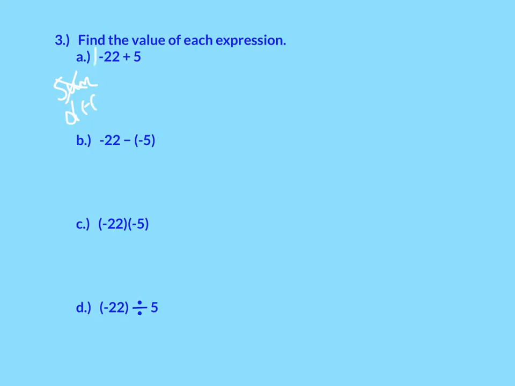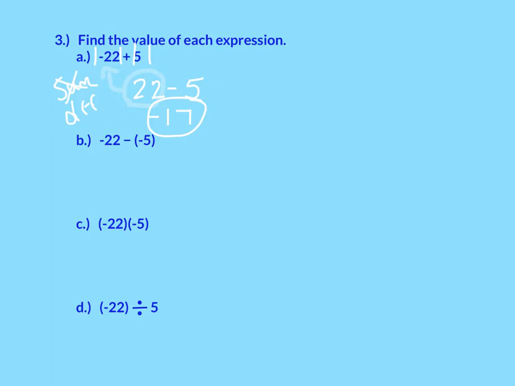So that means we find the absolute value of both of these numbers. The absolute value of negative 22, in other words, how far away from 0 is it? It's 22. Absolute value of 5 is 5. I'm finding the difference, so I'm going to subtract 22 minus 5. Well, 20 minus 5 is 15. 2 more than that would be 17. And then I take the sign of the larger absolute value. Well, this is the larger absolute value, and the sign is negative. So the first one is negative 17.